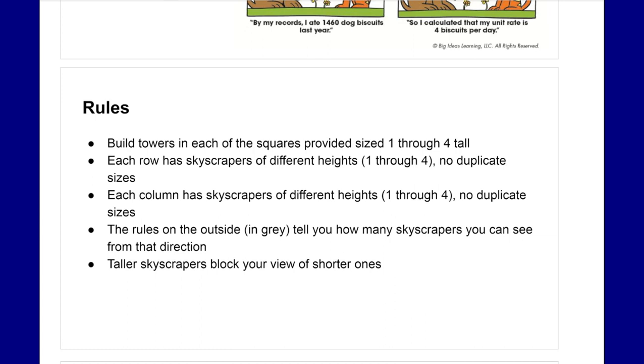Similar to how in Sudoku every row has to have 1 through 9 and every column has to have 1 through 9, it's the same idea with the sizes of the towers. Now the rules: you're going to have numbers on the outside border in gray that tell you how many skyscrapers you can see from that direction. The taller skyscrapers will block out your view of the shorter ones.